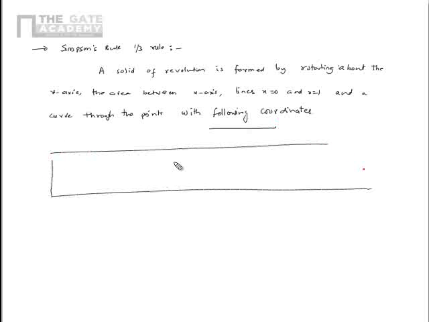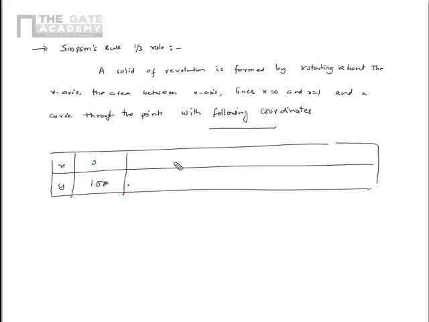Okay, let me just tabulate it and then we'll explain what it means. So this is x, this is y. So x is 0, y is 1; x is 0.25, y is 0.9896; x is 0.5, y is 0.9589; x is 0.75, y is 0.9089; x is 1, y is 0.8415.